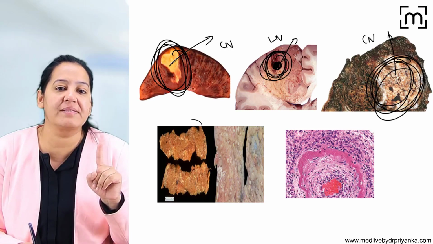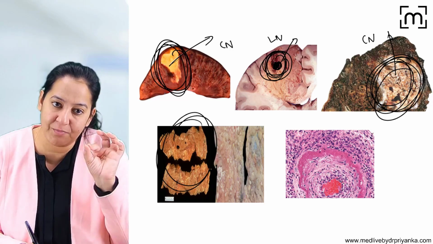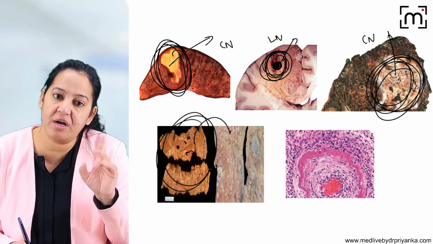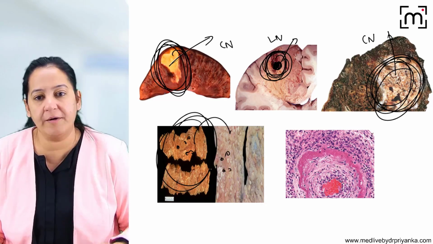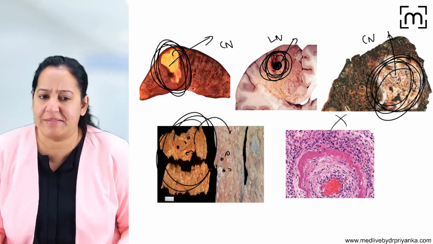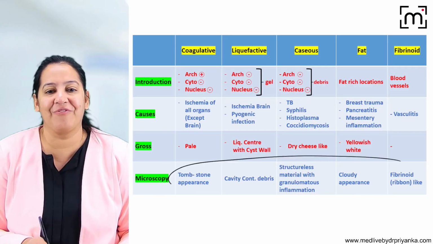What about fat necrosis? It's small yellowish deposits. With saponification, chalky white deposits occur. And what about fibrinoid necrosis? There is no gross in that. Now coming to the microscopy of all five.